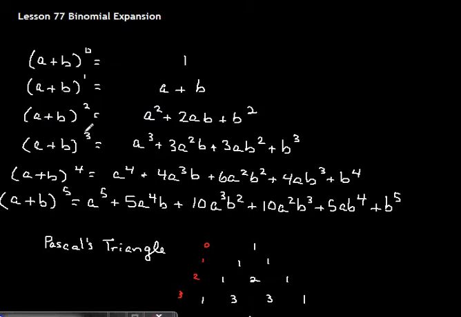If you have a binomial and you cube it, it's a cubed plus 3a squared b plus 3ab squared plus b cubed. If you have a binomial and you take it to the 4th degree, this is what it looks like. And a binomial to the 5th degree looks like this one. Now, if you look at these, you're going to see a pattern. First you have 1, and then you have 1a, 1b. Then you have 1a squared, 2ab, 1b squared.